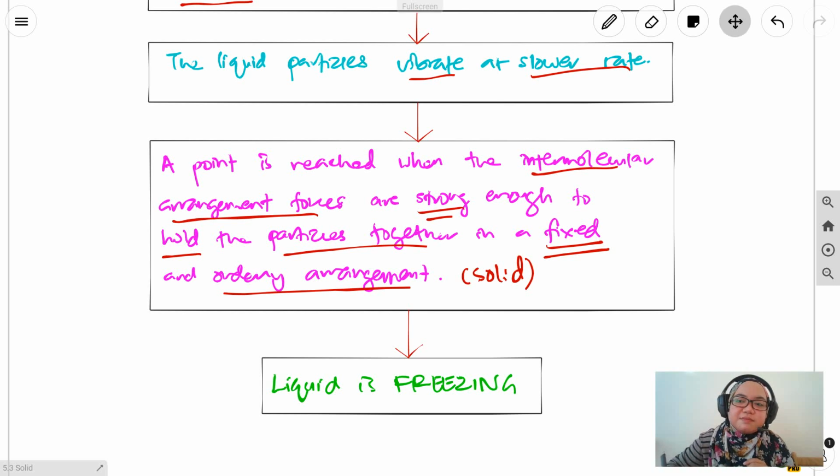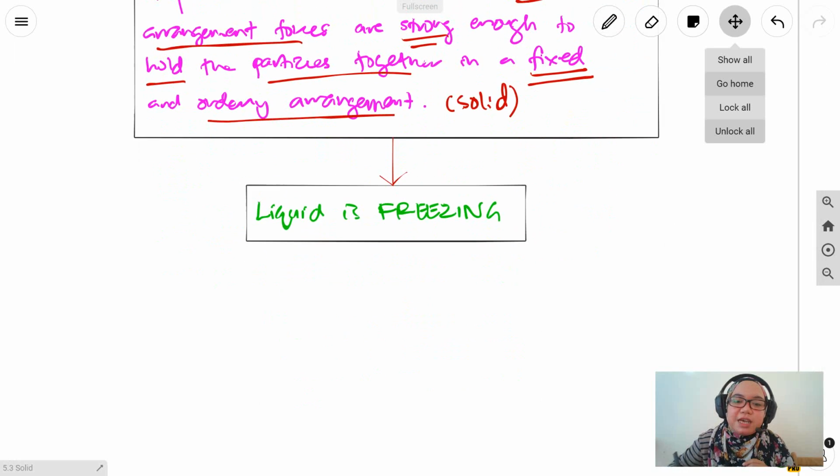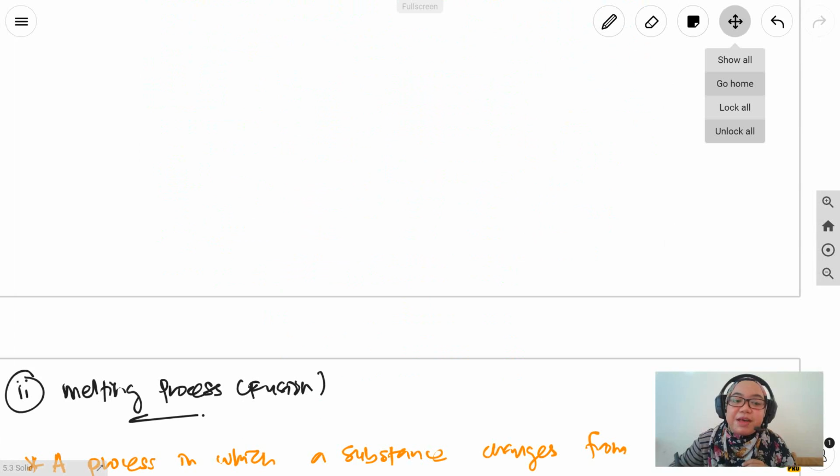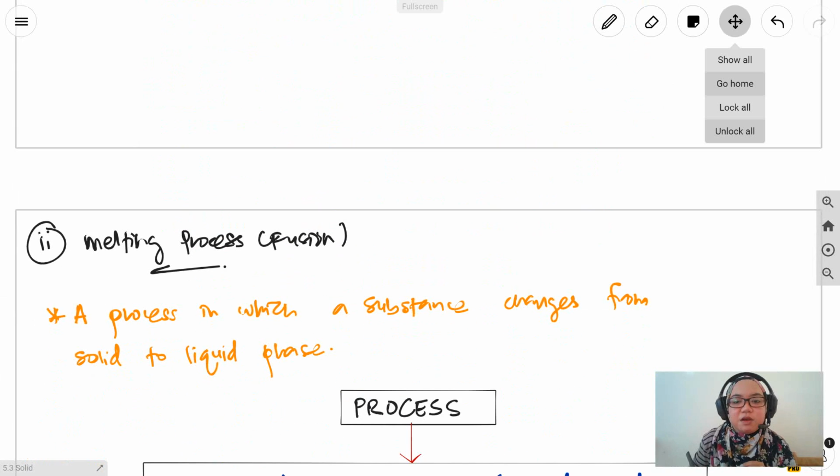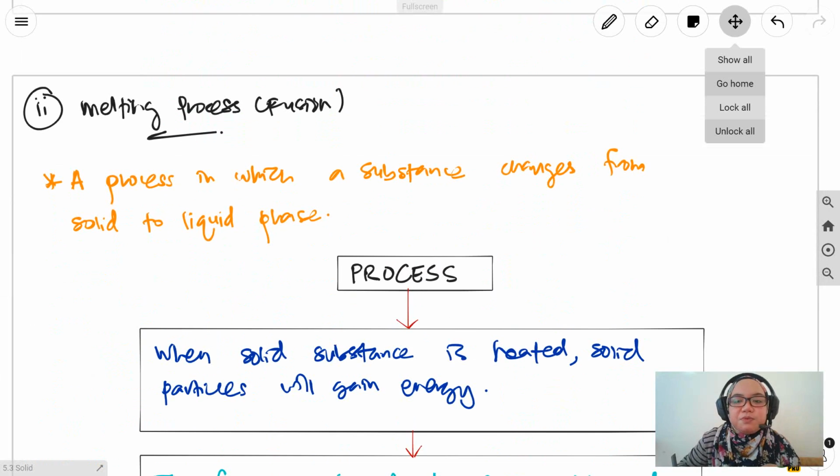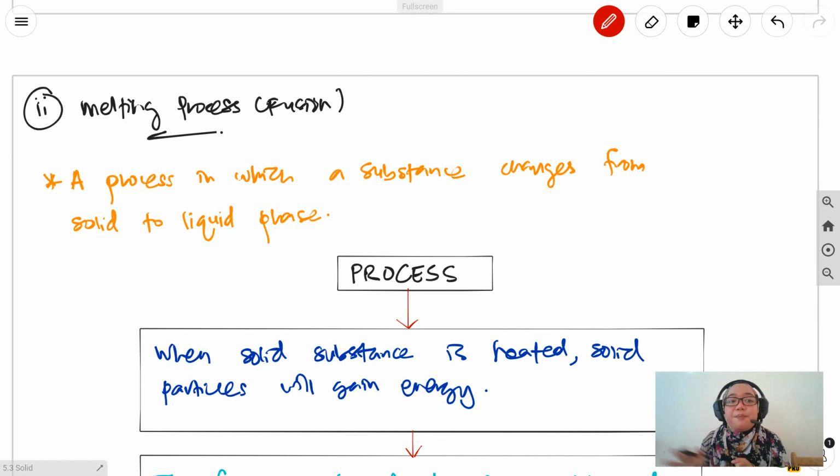Okay. Now we are going to look at the melting process or fusion. So what is the melting process or fusion? It is the opposite process of freezing. So just now, freezing is a process where the liquid changes into solid. Now, the melting process is a process in which a substance changes from solid back to liquid phase. Okay, so freezing is liquid to solid, melting is solid to liquid. So now we're going to look at how this melting process happens.